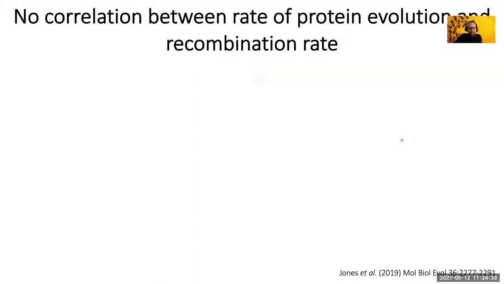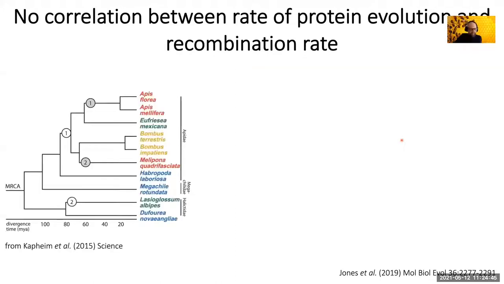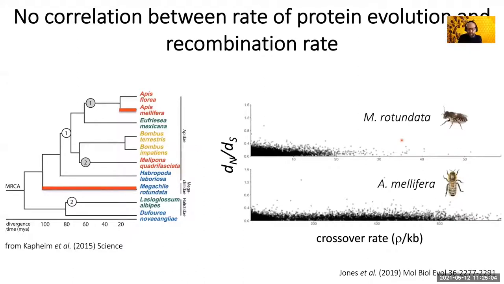Another thing that we wanted to look at was whether recombination rate has been important in the evolution of particular genes, particularly those that might be involved in sociality. So to do this, we looked at the dN/dS ratio, which is a measure of the rate of protein evolution along the branches leading to Apis mellifera and those leading to the solitary bee. And here what we found is there's absolutely no correlation between dN/dS and the rate of crossing over, which suggests that recombination rate is not an important factor in modulating the rate of evolution of specific genes in either of these species or in the evolution of sociality.